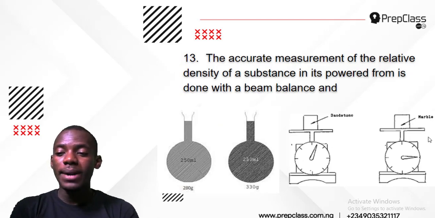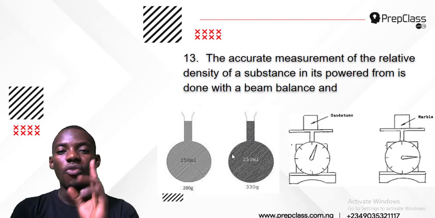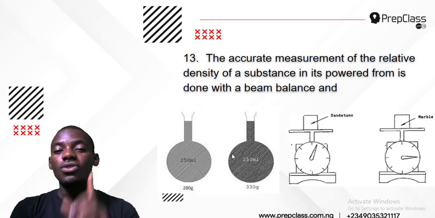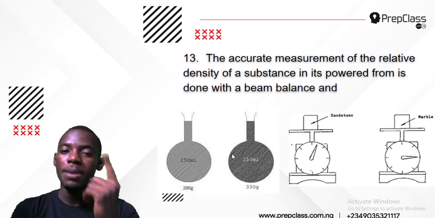These are beam balances. You need to weigh the masses on the beam balance. These are actually scales, sorry, but they are functioning as the beam balance for this question. Then these are density bottles. So you need two things to find relative density: a density bottle and a beam balance.